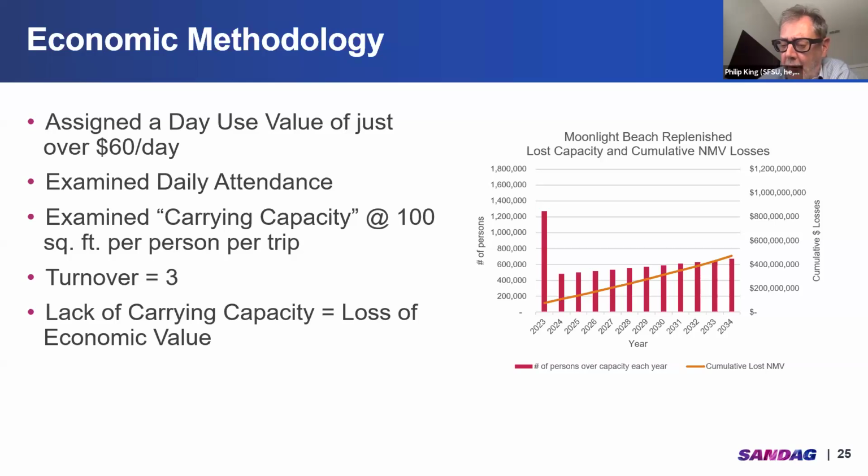The model assumes that when a beach exceeds its carrying capacity, there is a loss of what we call in economics non-market value, which is basically how much people are willing to pay for a day at the beach. We use daily attendance data provided by area beaches to determine the number of days where the beaches were over capacity. And I want to thank Courtney and Candace in particular for being really helpful in getting this data. Next slide, please.